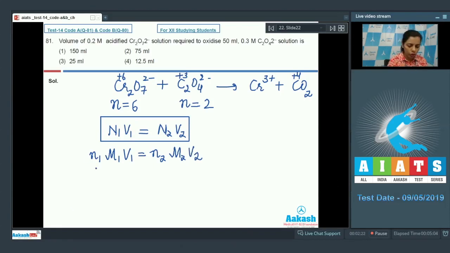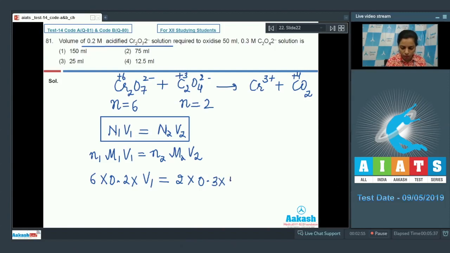Now, N factor for dichromate ion that's given here for chromium, it is 6. What is its molarity? If I talk about the molarity of Cr2O7^2- solution, potassium dichromate solution we are taking here, that is 0.2. What's the volume here that we need to find out? So I'm just taking here V1. That is equal to N factor for the next solution, the solution of oxalate ions, it is 2. Molarity is 0.3 and the volume is 50 ml.